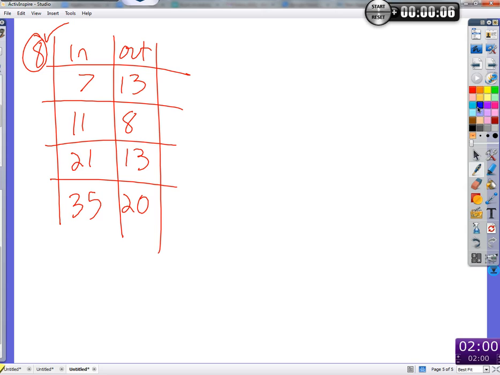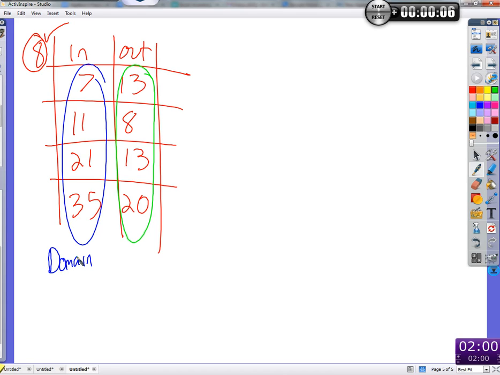Let's look at this function, for example, for this next part. Just look at all of the inputs. Look at all the inputs together, and you group them together in one place, set them aside, and that's what we call the domain. And if you group all of the outputs together, they also have a name. There's the domain for the inputs. All the outputs together are called the range.